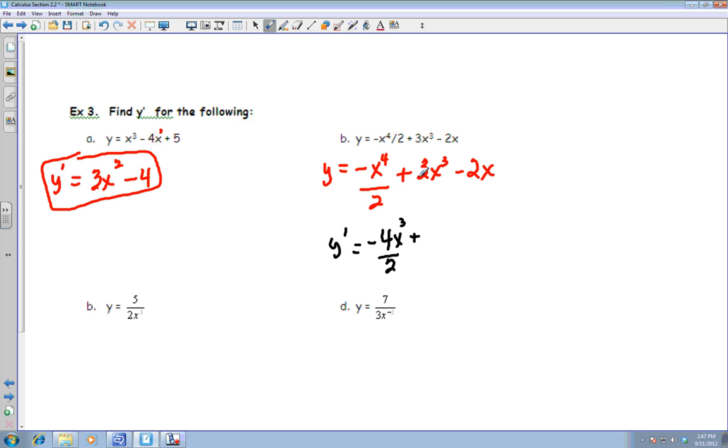plus, bring down my exponent, so since there's something there, I multiply them together, 9x, subtract 1, so now it's to the 2nd, minus the derivative of 2x is 2. So we're just going to simplify this. Anytime you can simplify it, you will. That's going to give me negative 2x cubed plus 9x squared minus 2.